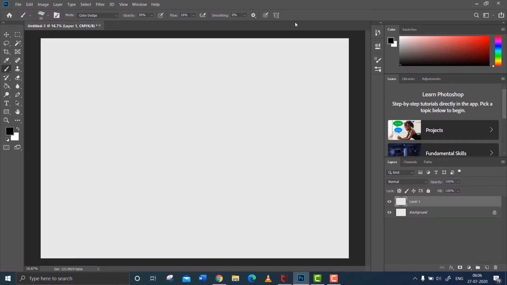Let's break down a hand. I have my hand here for reference. Always use reference. Using reference is not cheating. People have this notion that if you use reference, you are cheating somehow. No. Always use reference. It's better to use reference than to not use reference. There will be a time when you won't need reference, but in the beginning, use reference.